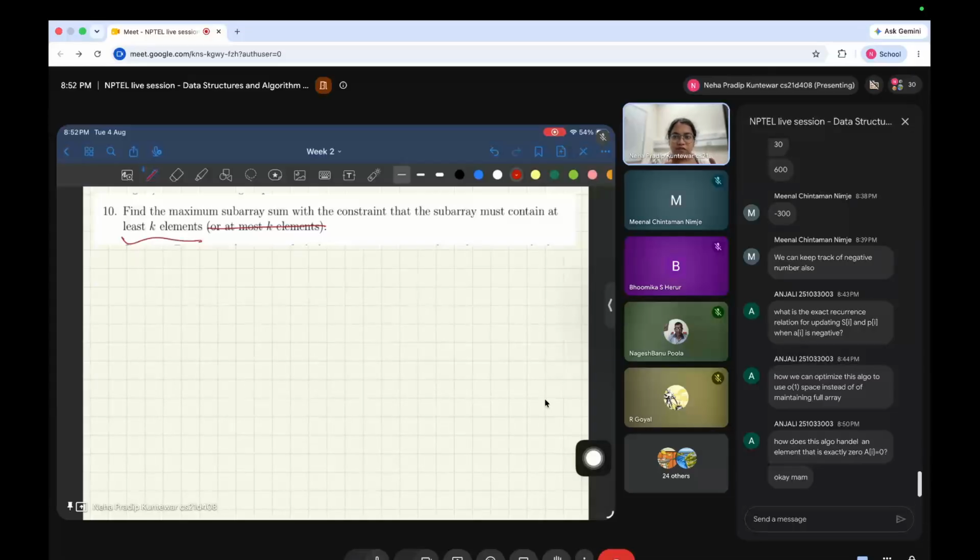Can you think of an example or something why we cannot use the original algorithm as it is? So for example, my k is 4. Can you think of a counter example?